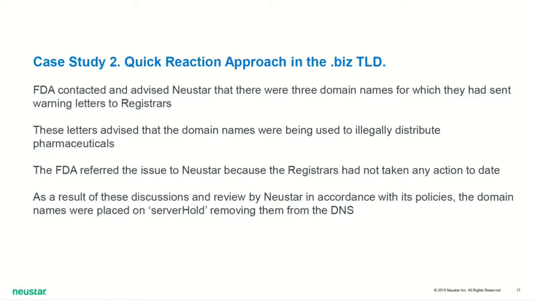The warning letters had advised that these domain names were being used for the illegal sale of opioids, and they were advising that the domain names needed some type of action. From a registry perspective, we were able to review our acceptable use and registration rules, and in accordance with those policies and abuse procedures, we also placed those domain names on server hold.